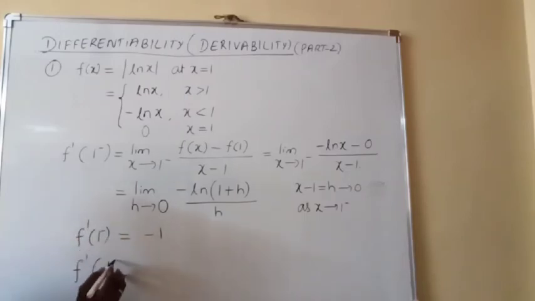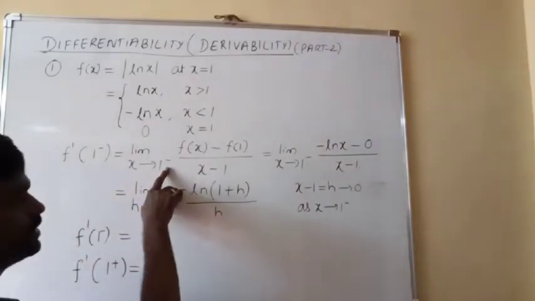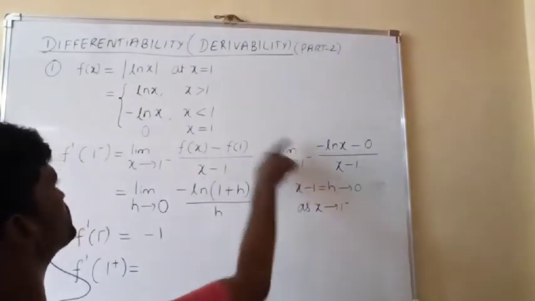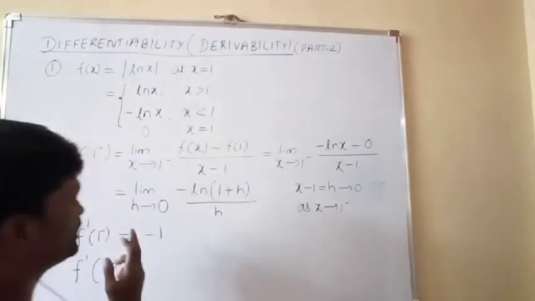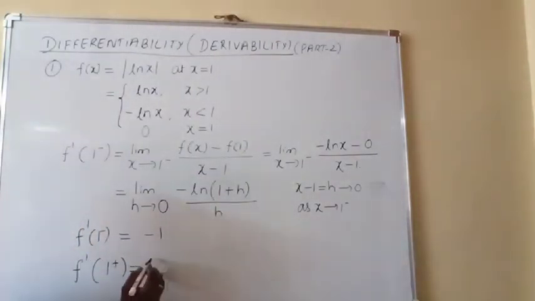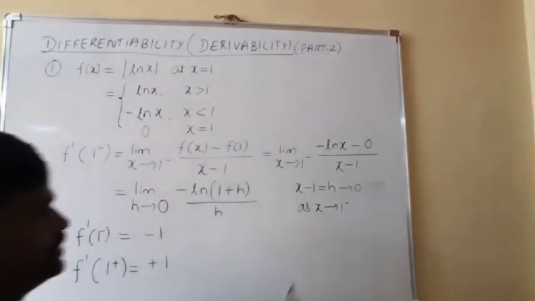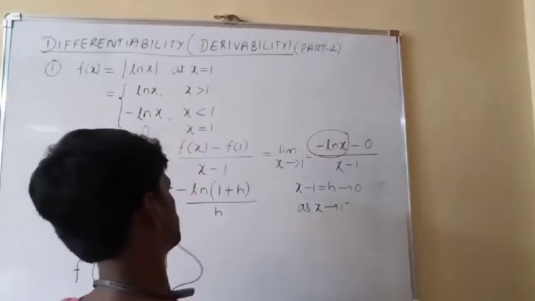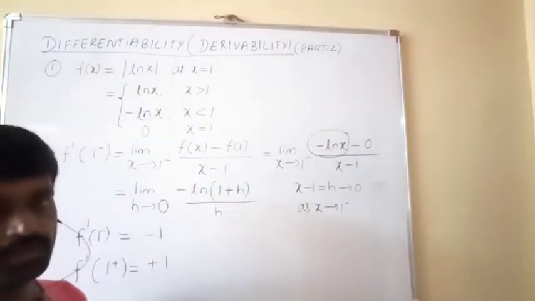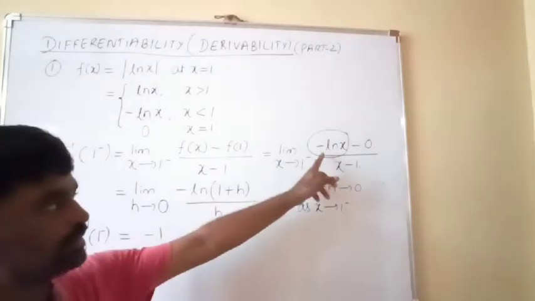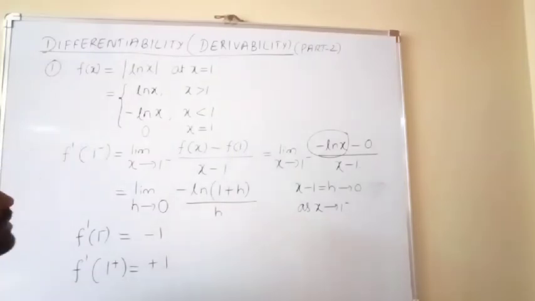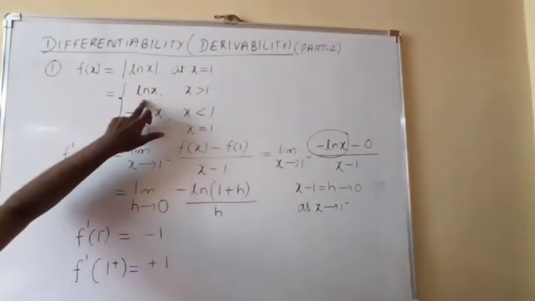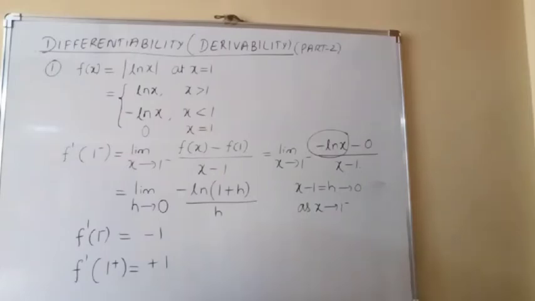In the same way, if you find the right hand derivative at 1, then here x tends to 1 plus, 1 plus means x greater than 1. Then what you have to take as the definition? Log x, so the answer is plus 1. While finding the right hand derivative, the definition of the function is plus log x, because x tends to 1 plus means x greater than 1. When x is greater than 1, the function is log x.